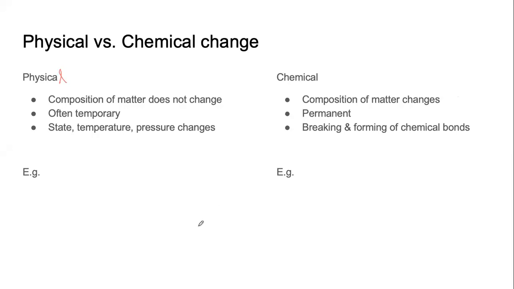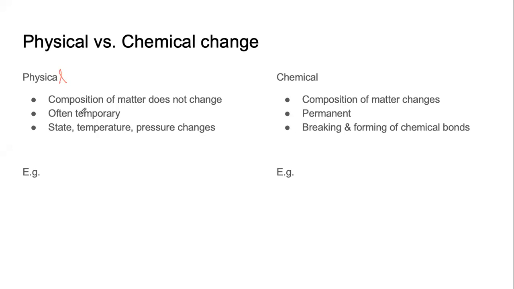Let me try to explain to you what physical and chemical changes are, and let us see if you are able to give me examples. In a physical change, the composition of the matter does not change. Composition of matter means matter jisse bana hai. Whereas in case of a chemical change, the composition of the matter changes. Physical changes are most often temporary, whereas chemical changes are permanent.